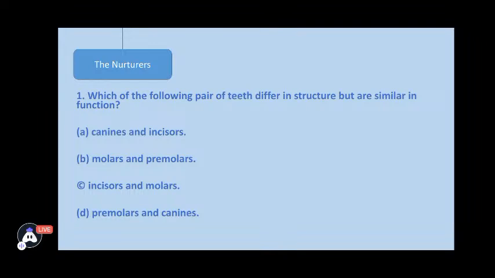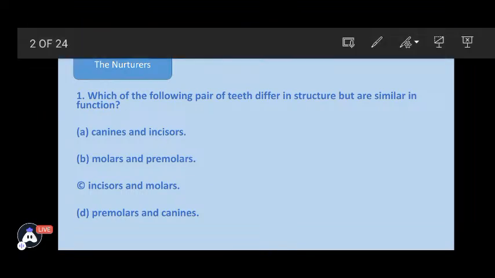Which of the following is the correct answer? So there are four options. We know there are four types of teeth in our mouth, namely incisors, canines, premolars, and the molars. And the question says that the two teeth have different structure, but they have similar function. So yes, if we talk about it, okay, very good. Many of you are giving the correct answer.